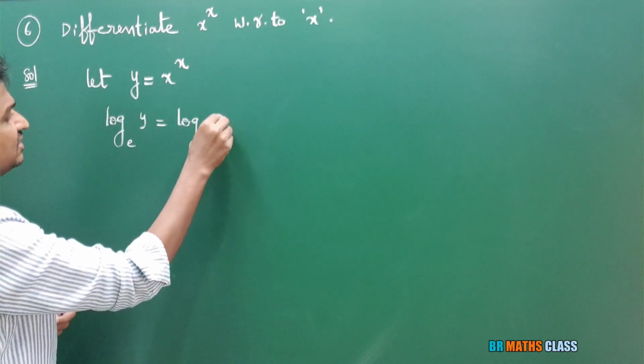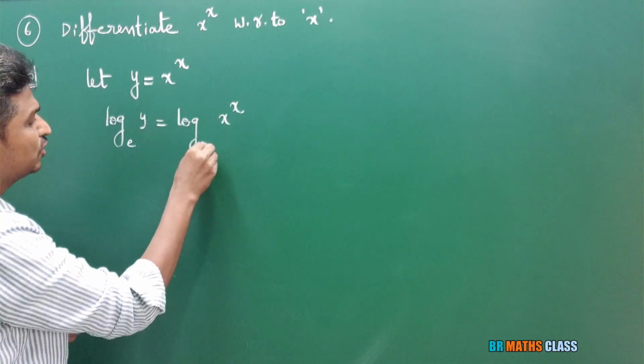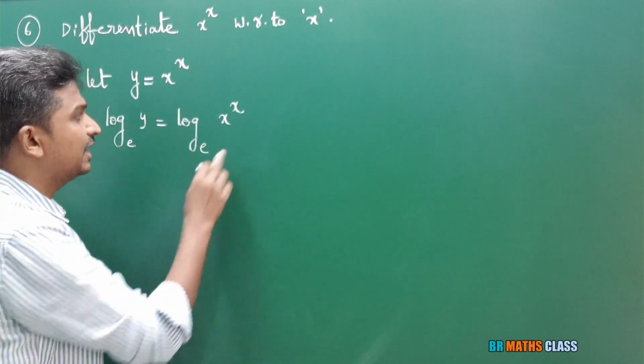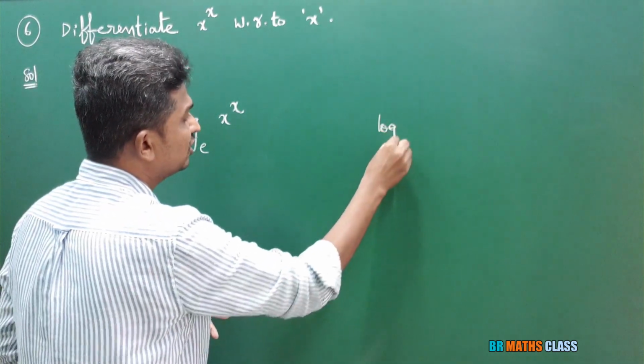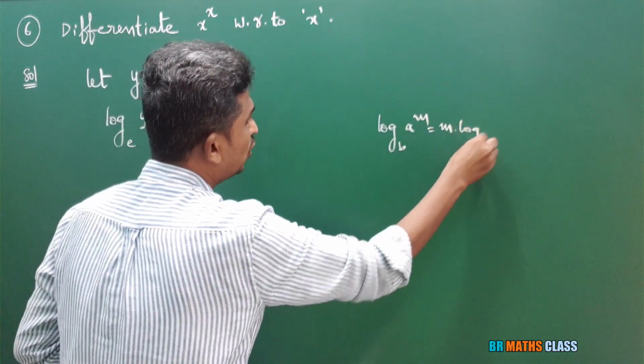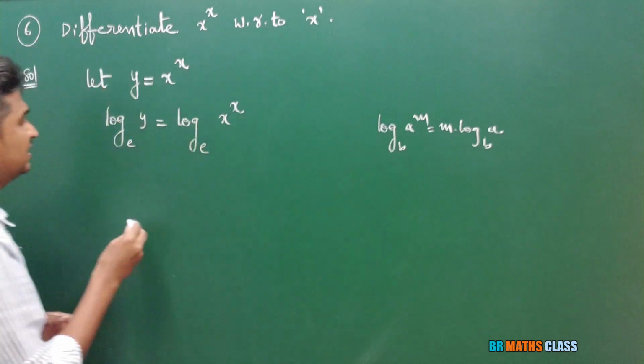Log y base c is equal to logarithm of x power x base c. In almost all the problems, I am going to use this formula: logarithm of a power m base b is m into log a base b. Apply that formula to this.